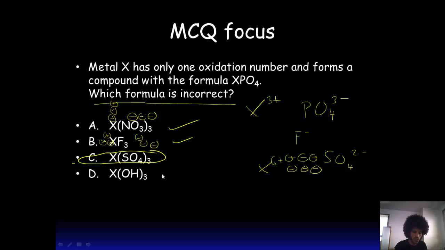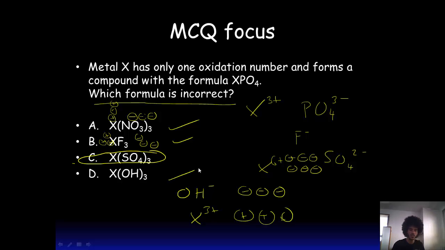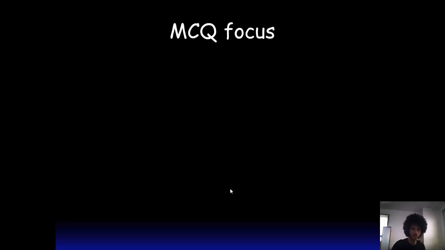Okay. Now just for completionism, let's do this one as well. So I've got OH. From previous learning you should know that OH is OH minus, but I've got 3 of them, so it should be 1, 2, 3. In order to counteract that 3 negative, X has to be 3 positive. So again, that works. So you can see that the odd one out is XSO4 3. That's a tricky question where your knowledge of polyatomics is really put to the test. Let's try one more question.